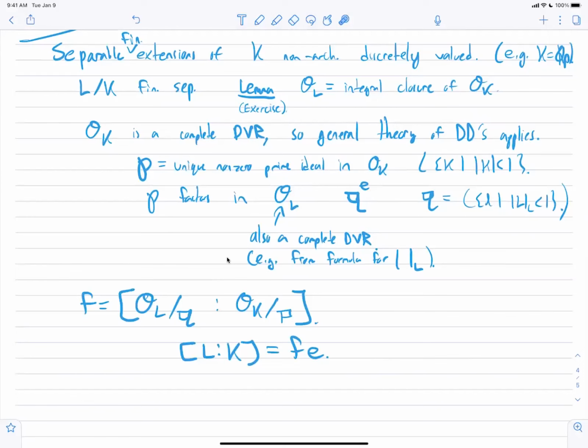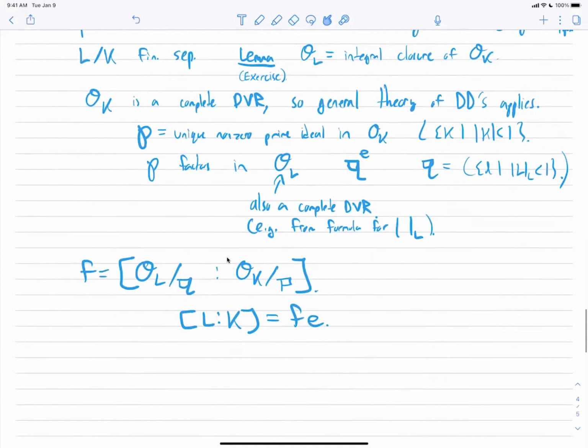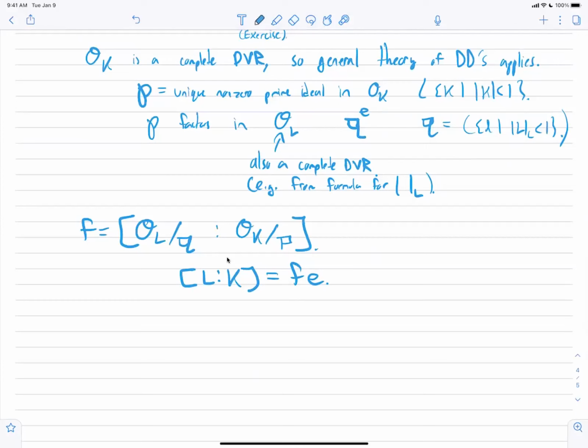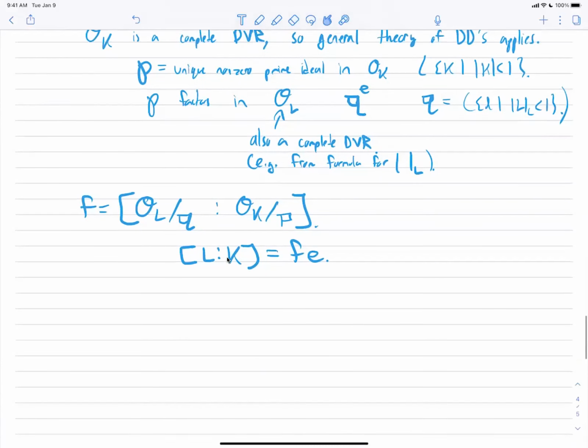Right. Okay. So there are two things you need to understand if you want to understand extensions. You need to understand residue field extensions, and then you need to understand ramification. Okay, so let me just state two theorems. So first theorem.